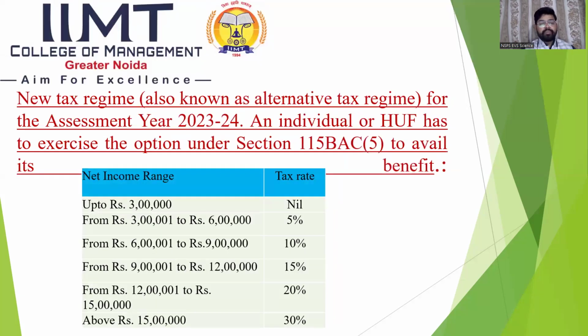Now we discuss the new tax regime, also known as the alternative tax regime, for the assessment year 2023-24. An individual or HUF has to exercise the option under section 115BAC to avail its benefits. Net income range up to rupees 3 lakh: there is no tax in the new tax regime. From 3 lakh 1 rupee to 6 lakh, the tax rate is 5%. From 6 lakh 1 rupee to 9 lakh, the tax rate is 10%. From 9 lakh 1 rupee to 12 lakh, the tax rate is 15%. From 12 lakh 1 rupee to 15 lakh, the tax rate is 20%. Above 15 lakh, the tax rate is 30% in the new tax regime.